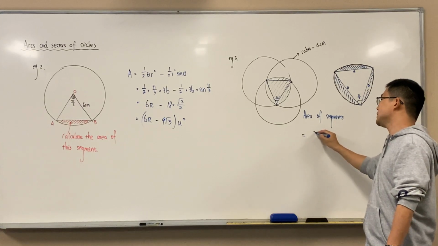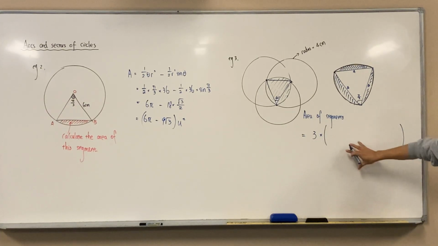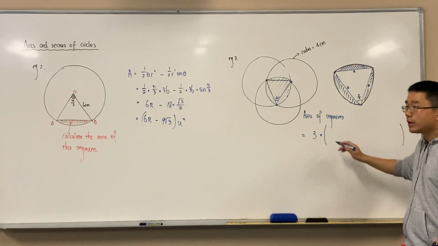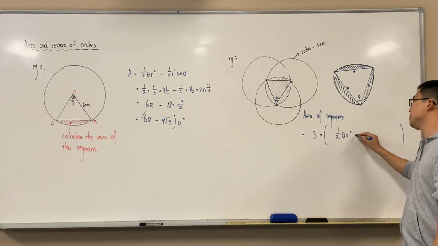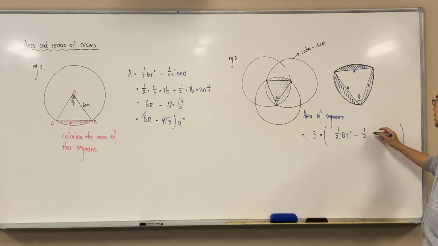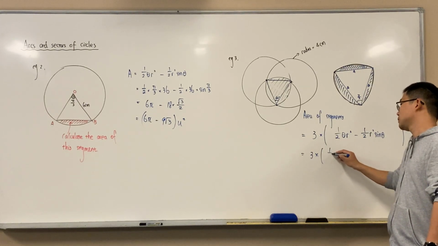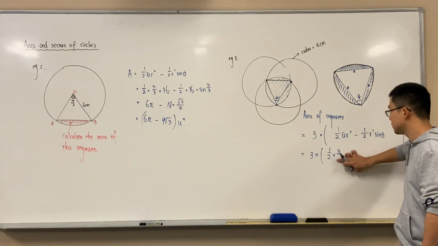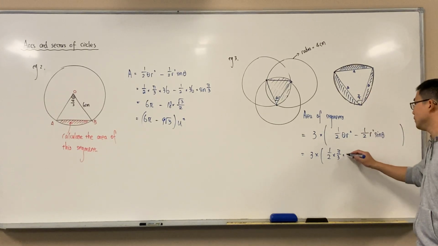So the area of the segments is equal to 3 times brackets. Now we need to find the area of one segment, which is equal to the area of a sector, half theta r squared, minus the area of the triangle, half r squared sine theta. So that gives you 3 times pi on 6 minus pi on 3 times r squared. r is equal to 4, so it's 16.